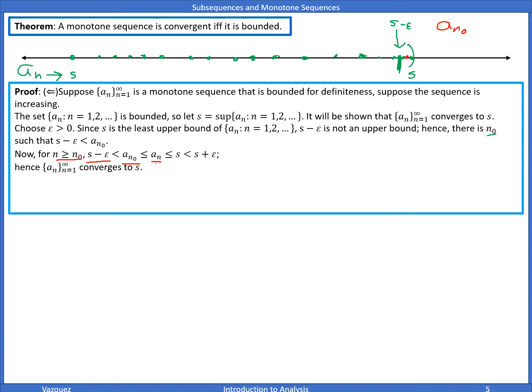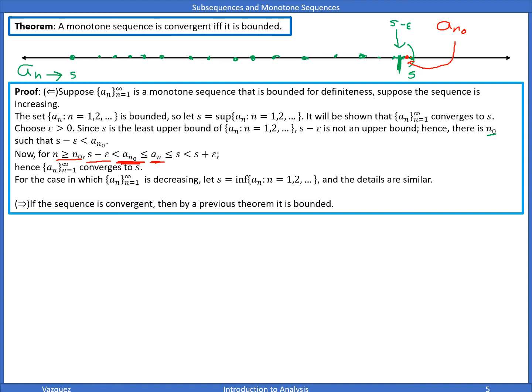Why? Well, because this a sub n sub naught, we can keep getting it closer and closer to s. But a sub n will always be closer to s than a sub n sub naught. So it's getting within that epsilon neighborhood of s minus epsilon and s plus epsilon, showing therefore that it converges to s. For the case in which a sub n is decreasing, like I said, let s just be the infimum of the sequence, and all the details are pretty much the same, just flipped inequalities, and you should get the same result.